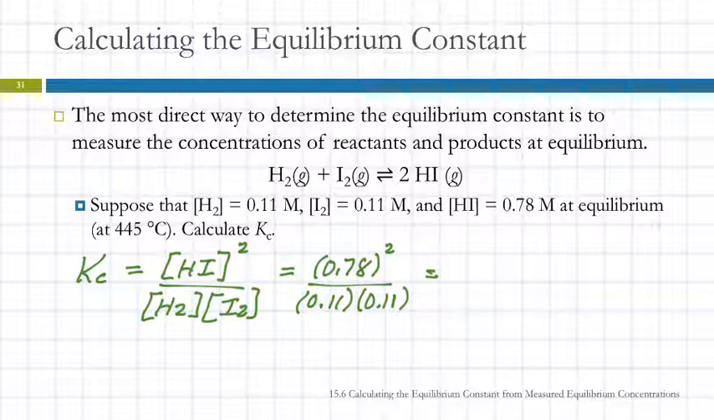I'm getting 50.3, 50.28. And, you know, just being reasonable with the sig figs, we'll call that 50 before the decimal point. No units on an equilibrium constant.